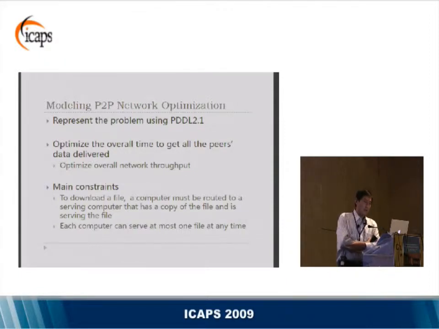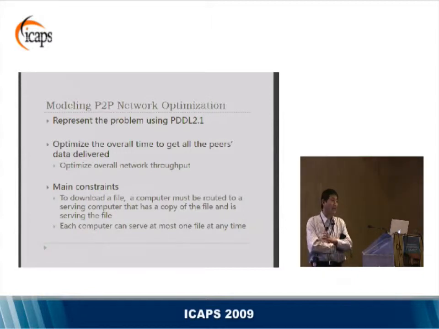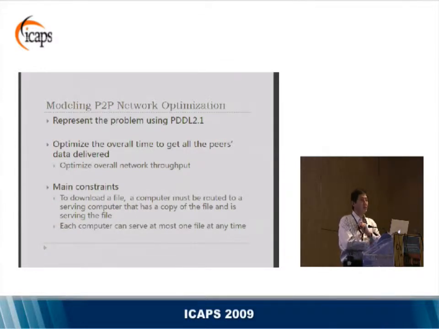We have a number of constraints. To download a file, a computer must be routed to a serving computer that has a copy of that file, and also that computer is serving the file. Because uploading is typically much slower than downloading, we specify that each computer can serve at most one file at any time. So if a computer has different files, at each time it can only provide one file. Therefore, you want to really exploit concurrency, because when the computer is serving a file, you want multiple computers to download that file.